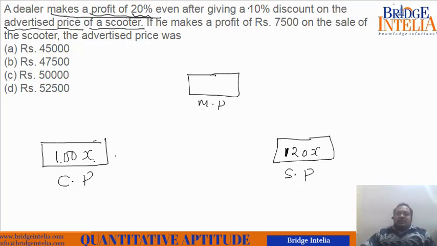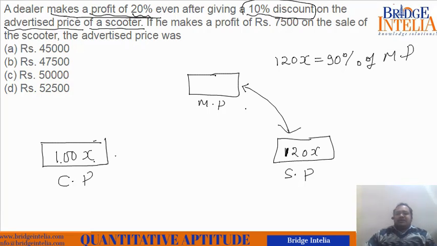Now you know that there has been a discount of 10%. A discount of 10% means what? This 120x is equal to only 90% of marked price, because you are giving a discount of 10%. That means you are telling the customer that you need not pay the entire 100% amount, just pay 90% and leave the remaining 10%. 10% is discounted. So 120x is equal to 90% of marked price. We have to calculate the marked price.